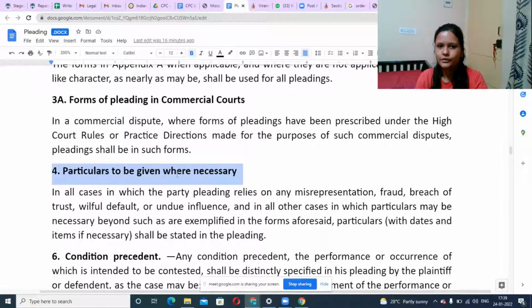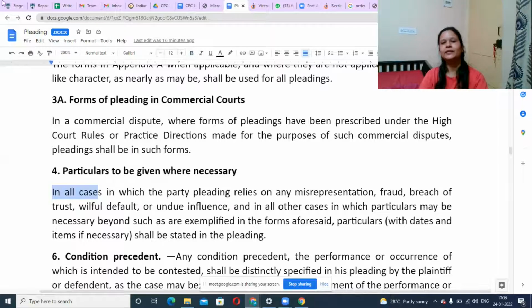Okay, particulars to be given where necessary. In all cases in which the party pleading relies on any misrepresentation, fraud, breach of trust, willful default, or undue influence, and in all other cases in which particulars may be necessary beyond such as are exemplified in the forms aforesaid, particulars with dates and items, if necessary, shall be stated in the pleading.